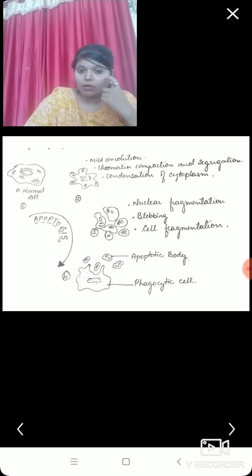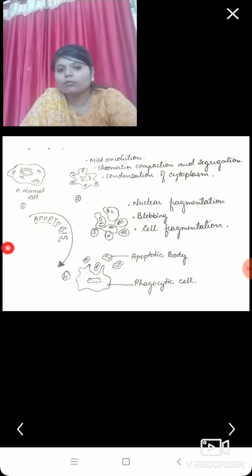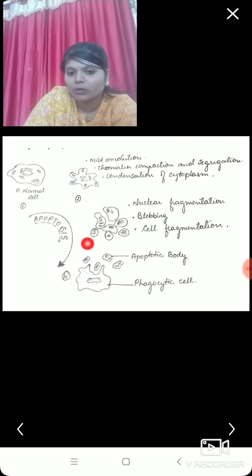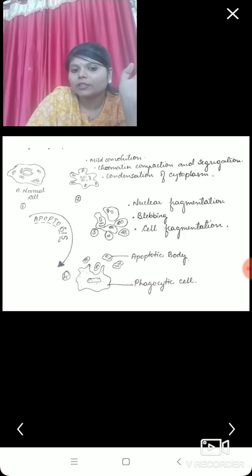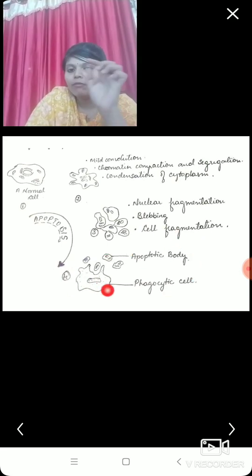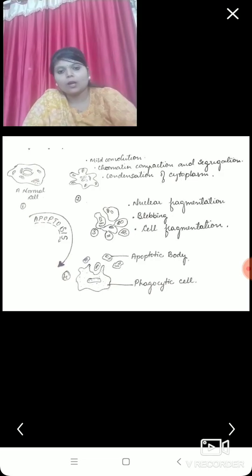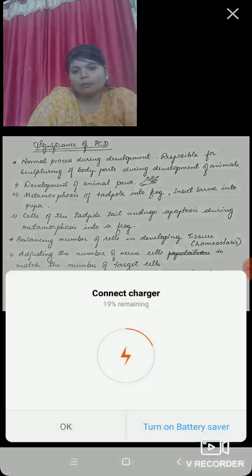Okay, this is the process of apoptosis. In the normal cell, you see mild contraction of the nuclear cell membrane taking place, and nuclear fragmentation is happening, where you can see all the nuclear pieces being found. Then comes the bubbling, meaning the complete breaking down of the cell, and cell fragmentation is happening, forming the apoptotic bodies, which are in turn taken up by the phagocytic cells.